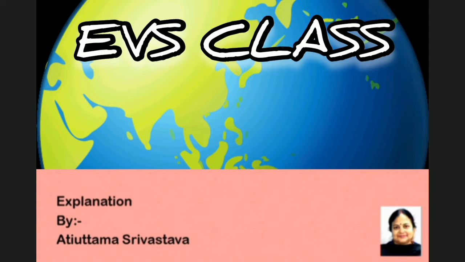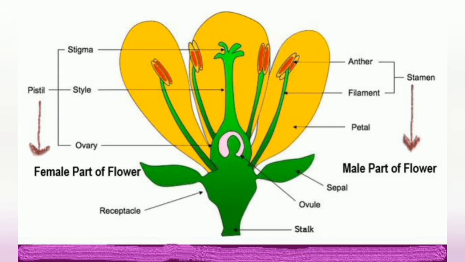Today we are going to continue with the chapter on plants. We had already done about root, stems, leaves, photosynthesis. Now, today we will be doing about flower. Let us first see the parts of a flower.